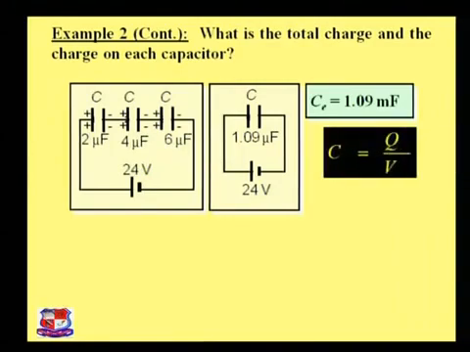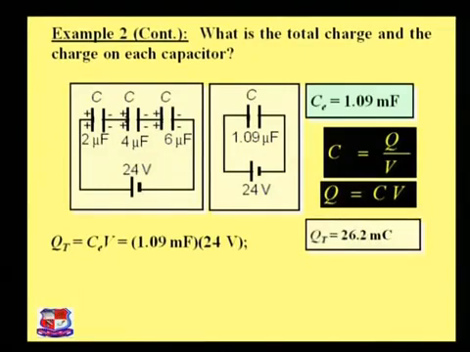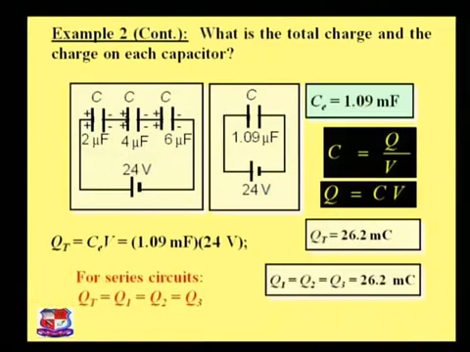Now the total charge on each capacitor. If you want to find the total charge, that is Q. Using the equation Q equals CV, the total capacitance is 1.09 microfarad and V is 24 volts. Solving that, we get 26.2 microcoulomb, and the charge for all the series capacitors is the same. So ultimately Qt equals Q1 equals Q2 equals Q3.